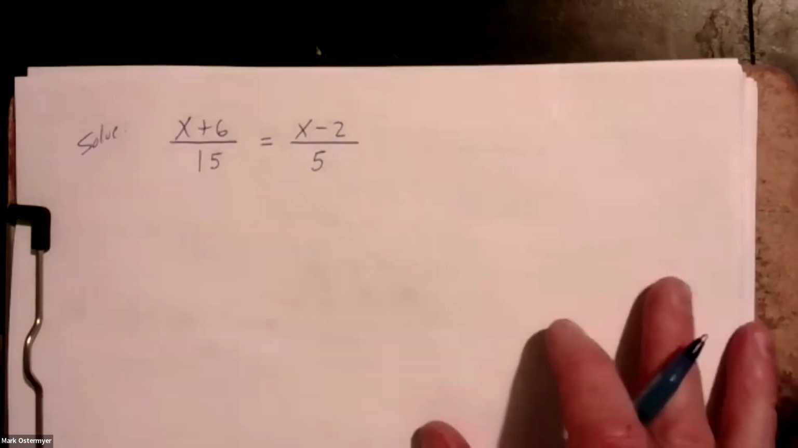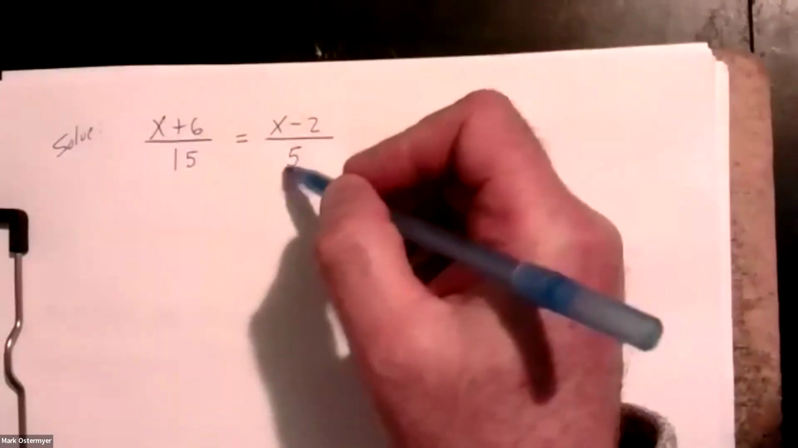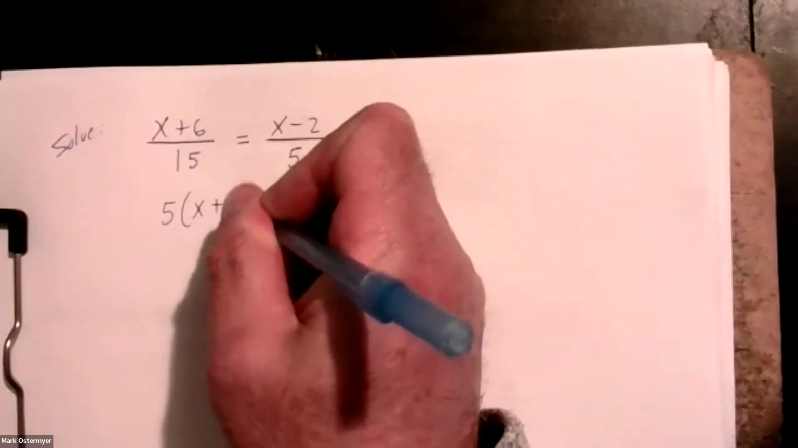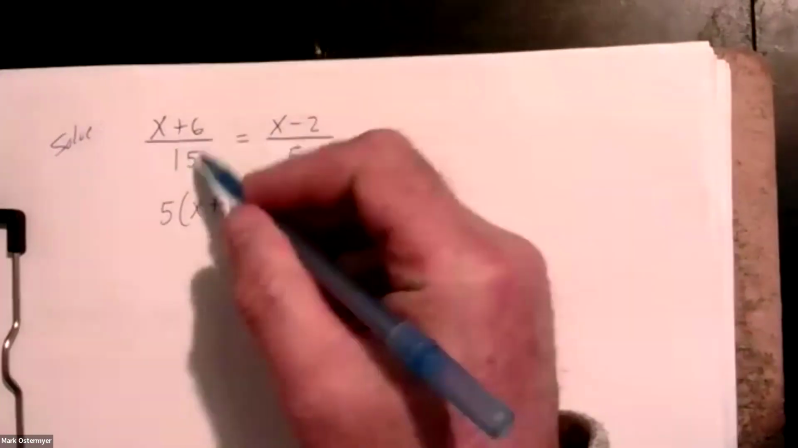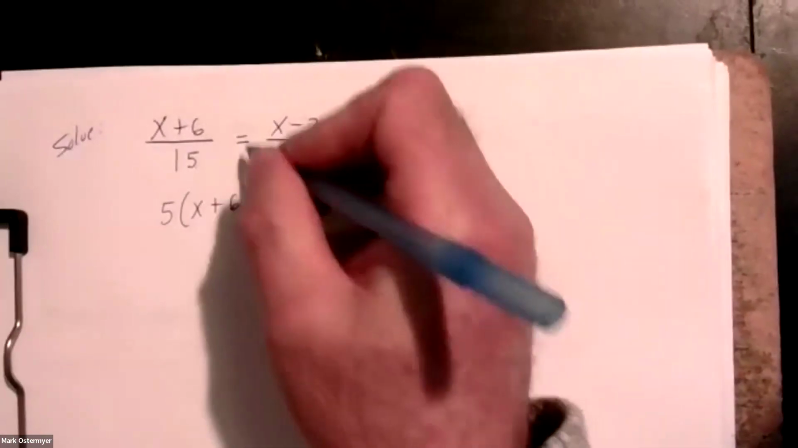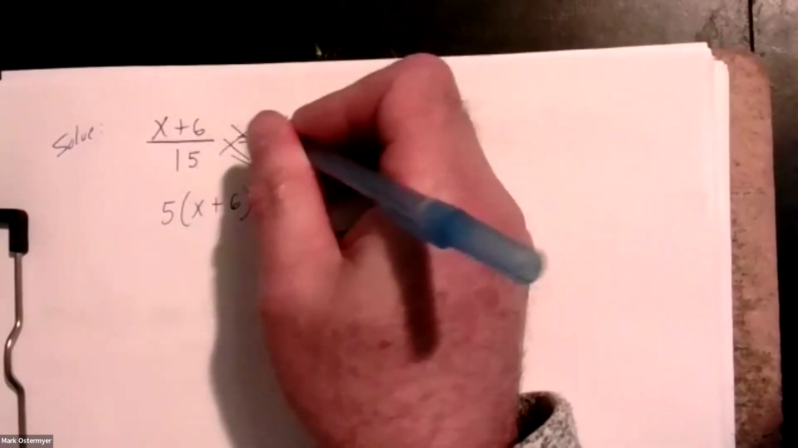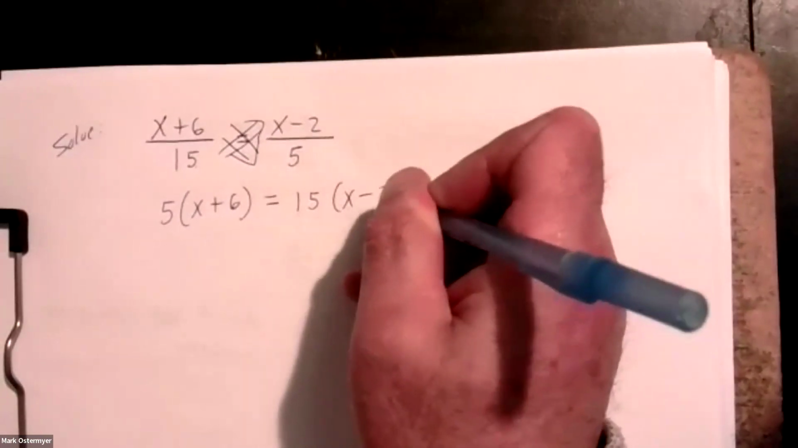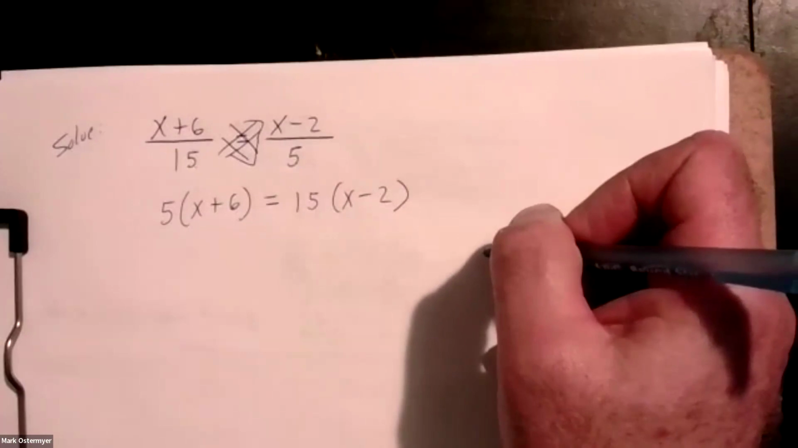Okay, to solve for x, we're gonna have to cross multiply and equate the cross products, so 5 times this quantity, x plus 6, make sure you put it inside parentheses. Has to be equal to 15 times x minus 2. So again, we are cross multiplying and equating the cross products. And now we just have this equation to solve for x.